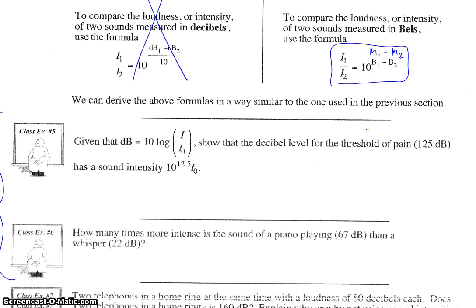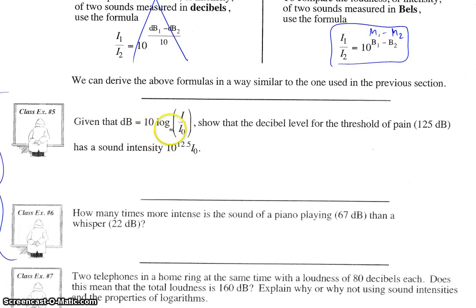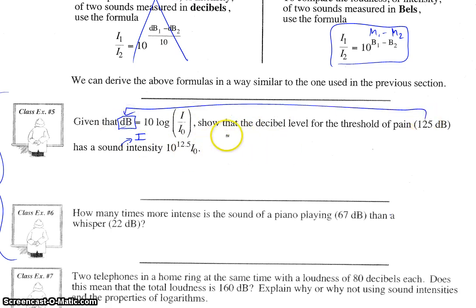Okay, example number 5, given that decibels equals 10 log, so they're giving you an equation, and this could happen on your test or on the diploma as well, where they hand you an equation, and then you just have to work with that. Show that the decibel level for the threshold of pain, 125 decibels, and given that this is decibels, we don't need to convert for this one, has a sound intensity I of 10 to the 12.5 I naught. So all we have to do really is replace the 125 in for decibels. So we would have 125 equals 10 log of I over I naught.